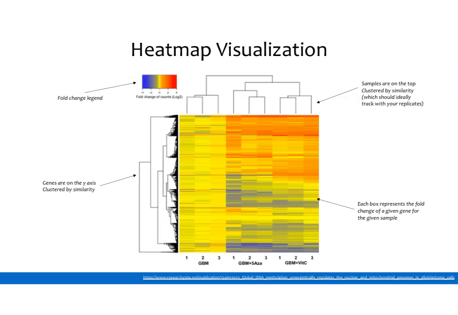So once we have that table of results, we can do two visualizations with it. One is a heat map, which we're going to go through here. So this right here is a sample heat map, and we'll go through this step by step. So let's say that we have 3 samples for each condition. So this is plain GBM cells, this is GBM with a drug, and this is GBM with vitamin C. We have 3 replicates for each sample.